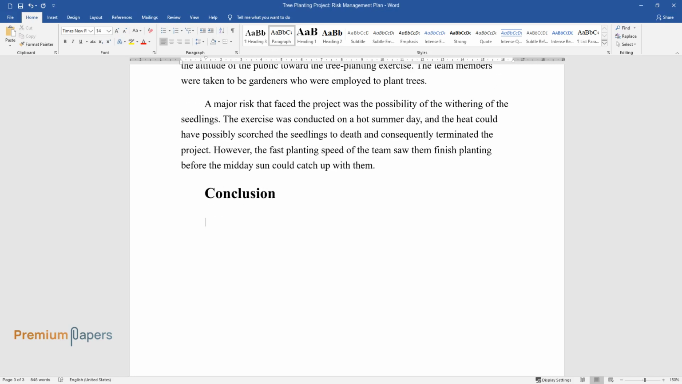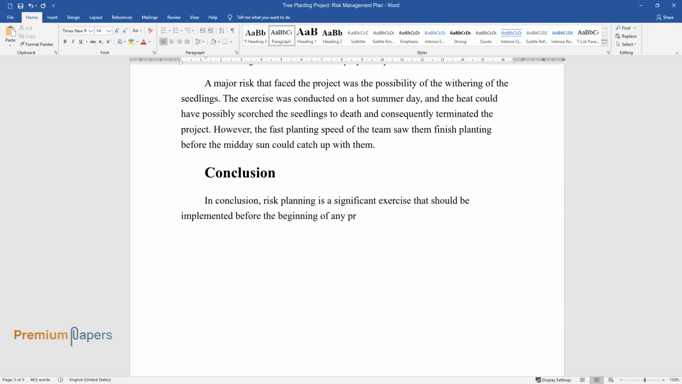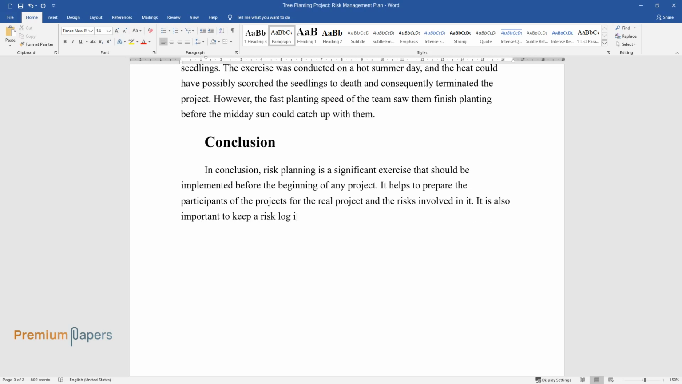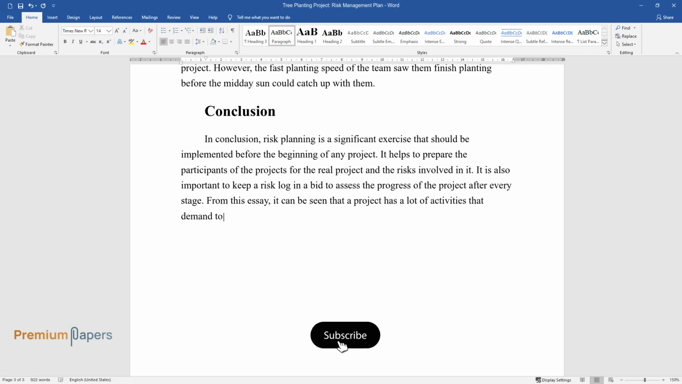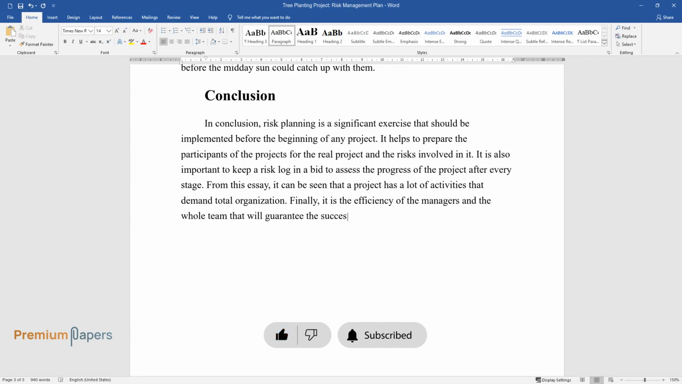Conclusion. In conclusion, risk planning is a significant exercise that should be implemented before the beginning of any project. It helps to prepare the participants of the projects for the real project and the risks involved in it. It is also important to keep a risk log in a bid to assess the progress of the project after every stage. From this essay, it can be seen that a project has a lot of activities that demand total organization. Finally, it is the efficiency of the managers and the whole team that will guarantee the success of the project.